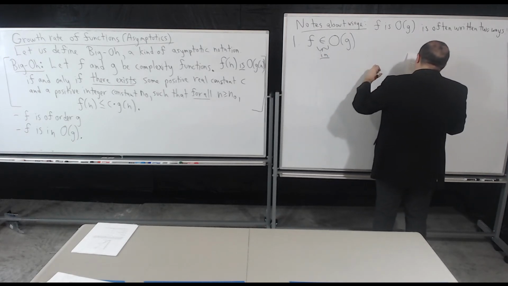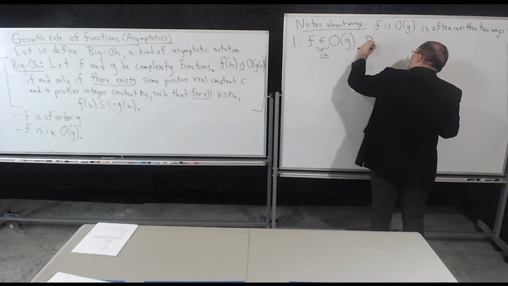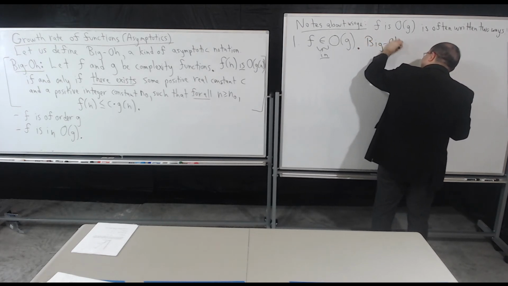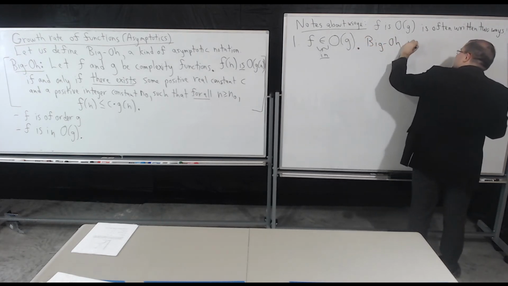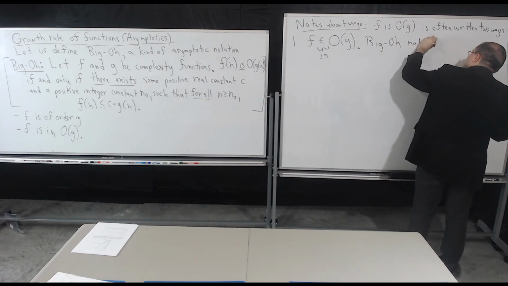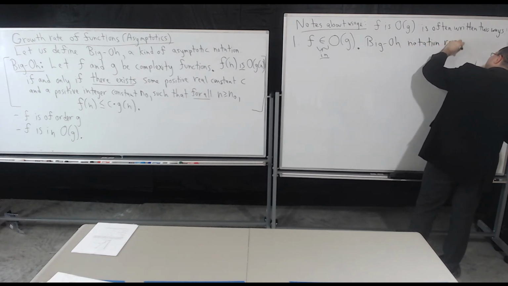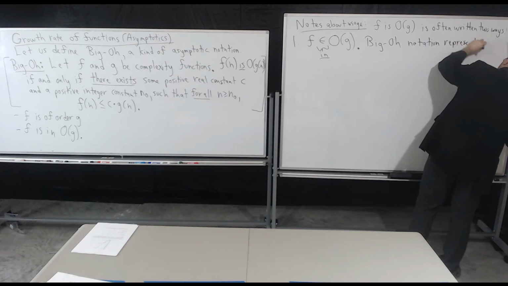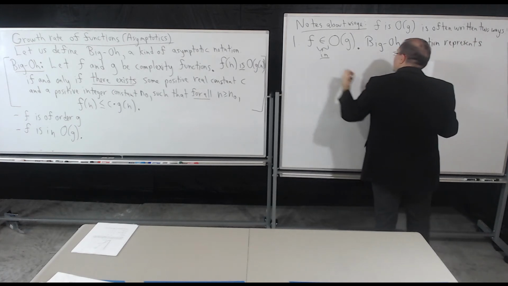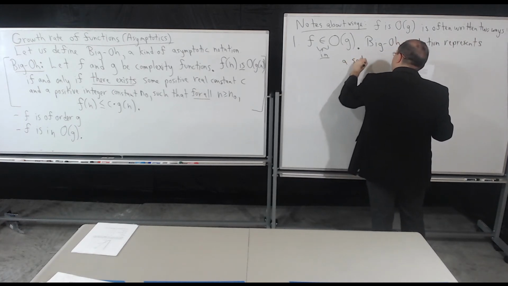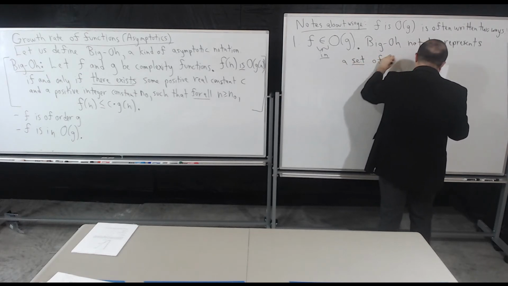Why do I say this? Big O actually is the following. Big O notation represents a set of complexity functions.